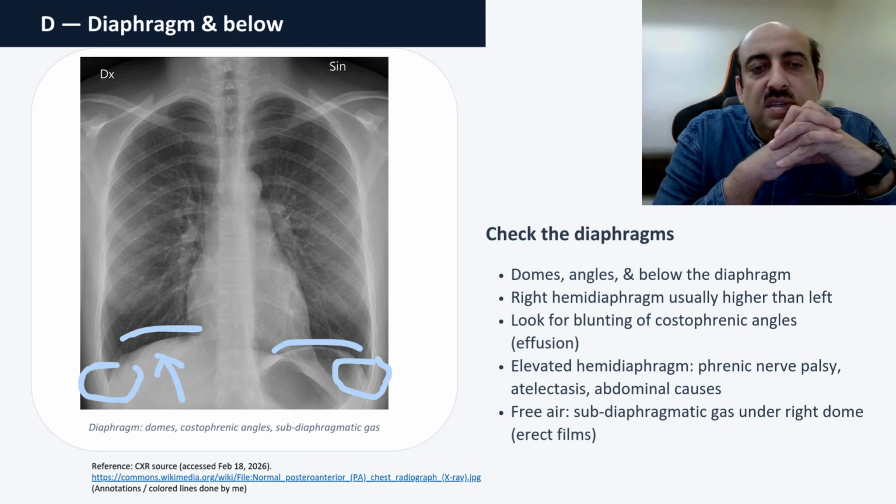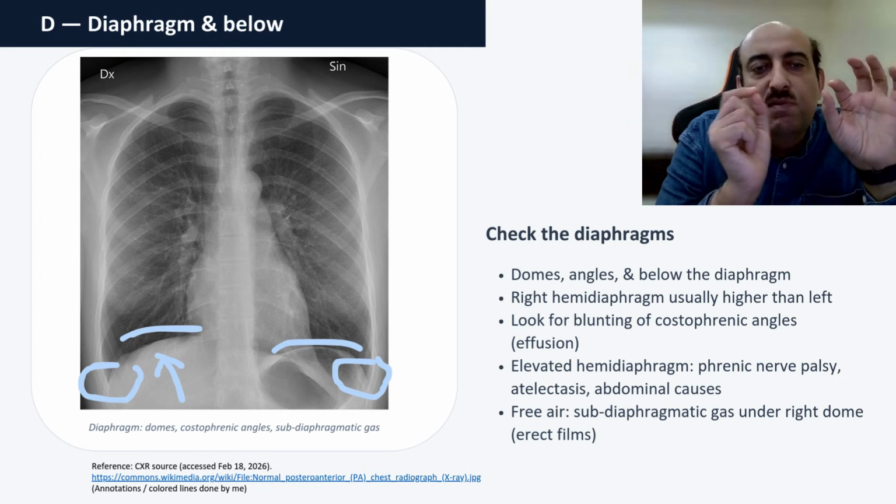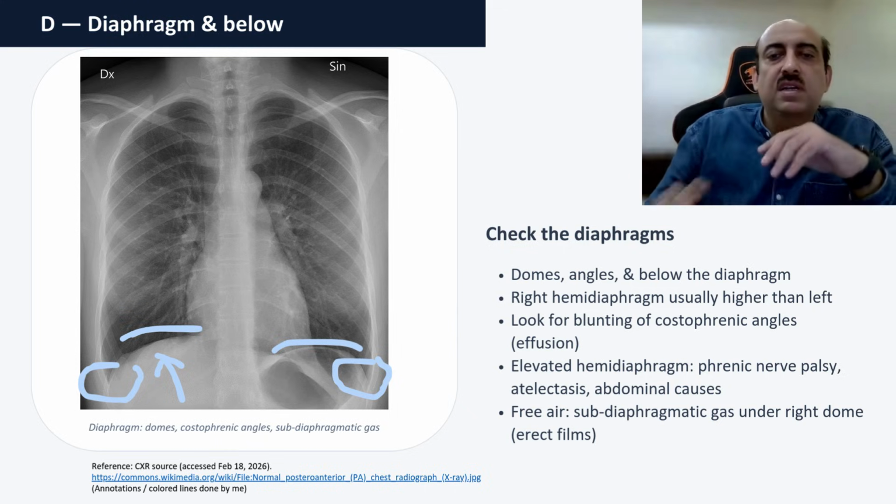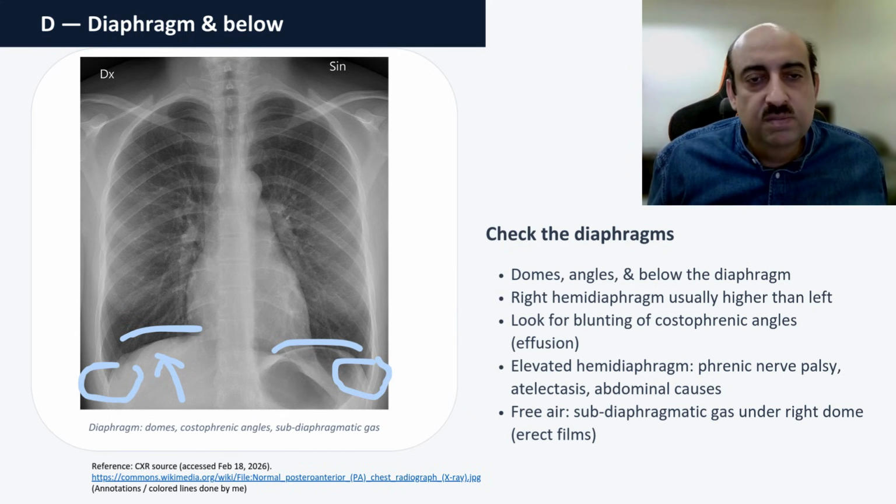Free air: under the right hemidiaphragm, if you notice a rim of air between the diaphragm and the liver, that can indicate ruptured viscus.